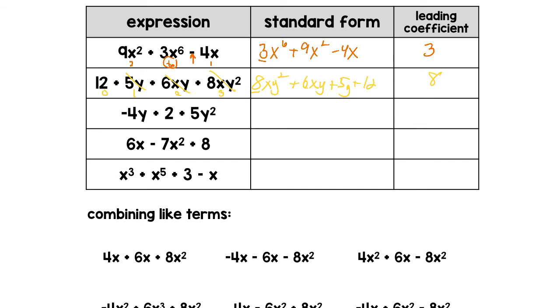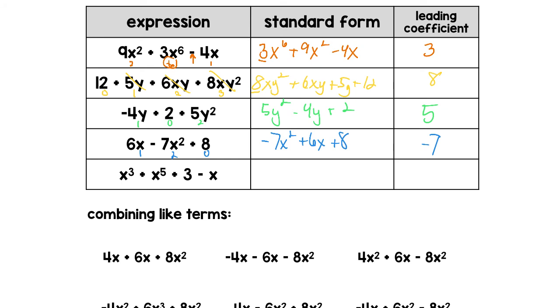All right, degrees. We've got 1, 0, 2. So 5y squared minus 4y plus 2, leading coefficient 5. Pause and try it. Okay, degrees 1, 2, 0. Negative 7x squared plus 6x plus 8, leading coefficient, negative 7.